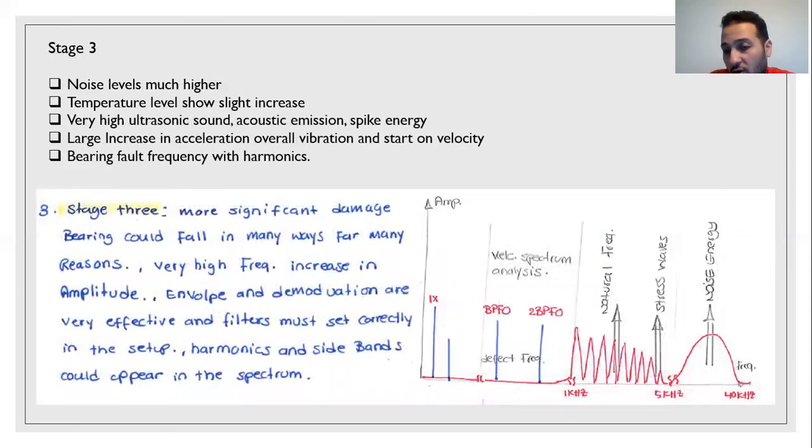From stage three, this is the stage where I take my decision or start to write some notes in my vibration report. This is stage three.